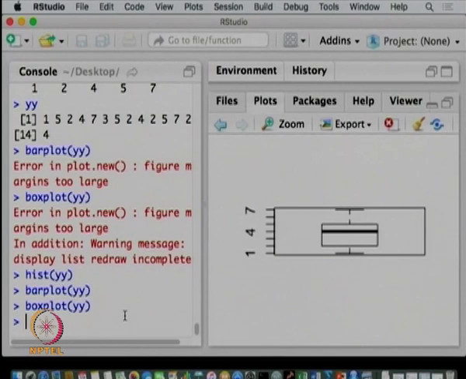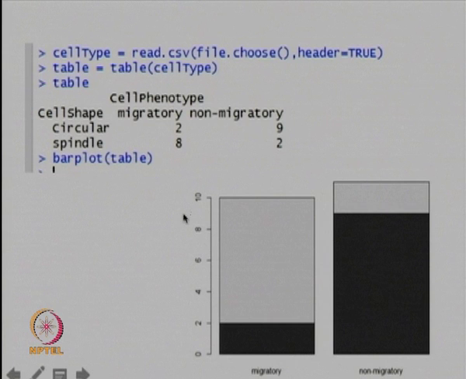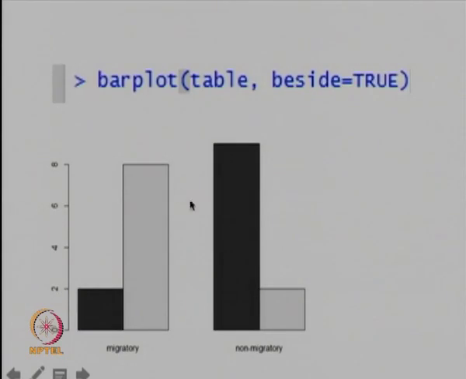What we can also do is, if I go back to the presentation now, this is what we had plotted, which is the bar plot of the table, and you see that in case of these cells which are circular, you have a greater portion which are non migratory, okay, which are circular in shape, and lesser portion which are migratory but circular in shape. Okay. So, I can also represent this data by plotting this side by side. So, this would be how it would look like.